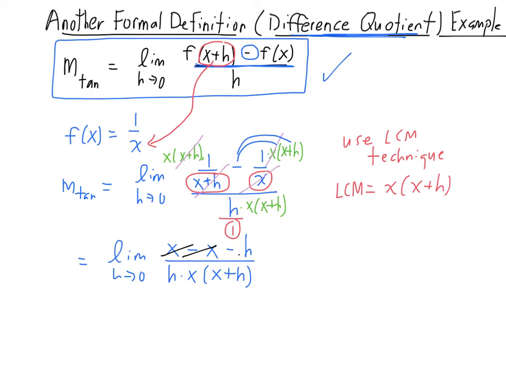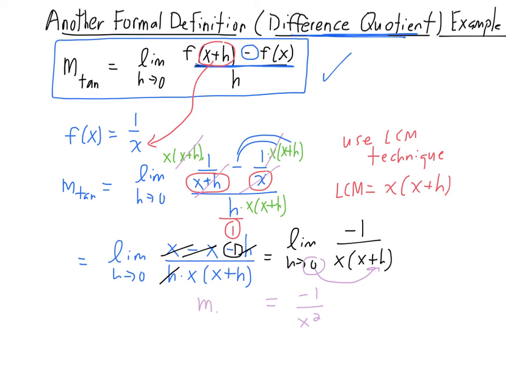And then we have this h, which will cancel out that h, and we still have this negative 1 in front. So we have the limit as h approaches 0, and we have negative 1 left up top. In the bottom we have x times x plus h. We could now take our 0 and plug it in for h, which means we can now drop our limit notation. So negative 1 over, this would become x squared. So that's what the formula would be for finding the slope of the tangent line.